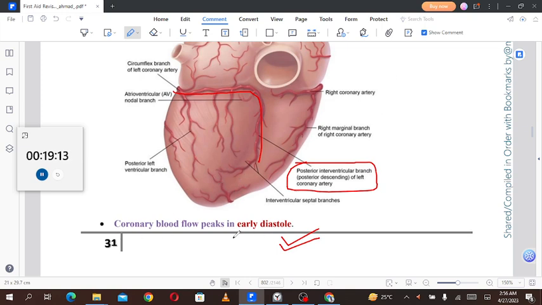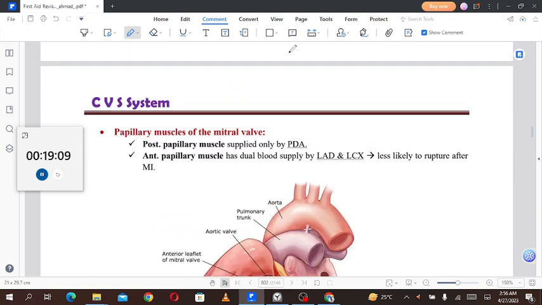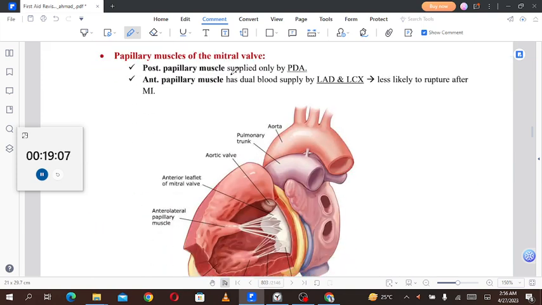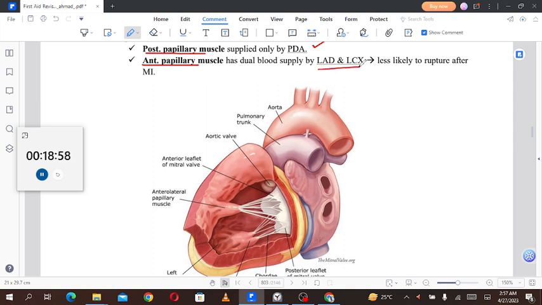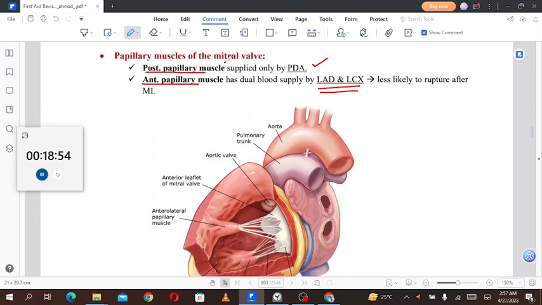Then coronary blood flow peaks in early diastole. Okay. So the papillary muscles of the mitral valve: the posterior papillary muscle is supplied by the posterior descending artery, and the anterior papillary muscle has dual blood supply, that is the LAD and left circumflex artery, both of which are branches of the left coronary artery. So the posterior papillary muscle is supplied by the PDA, or the right coronary artery.